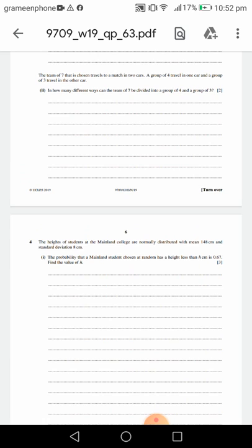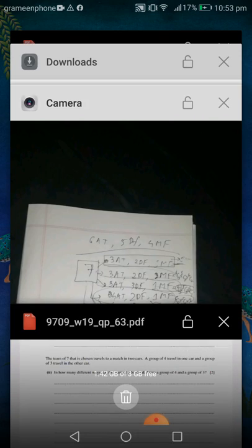A group of 4 travel in 1 car and a group of 3 travel in the other car. How many different ways can the team of 7 be divided into a group of 4 and a group of 3? Which car is not mentioned, so it can be anything, there are just 2 cars. So 4 will be in 1 car and 3 will be in another car.